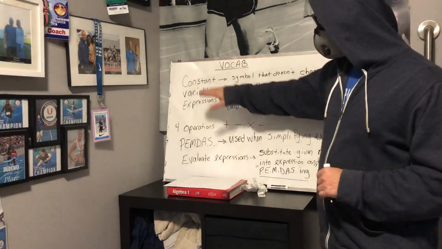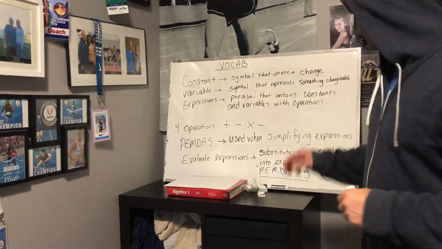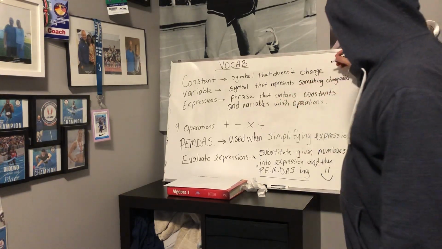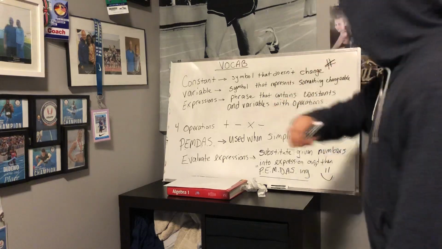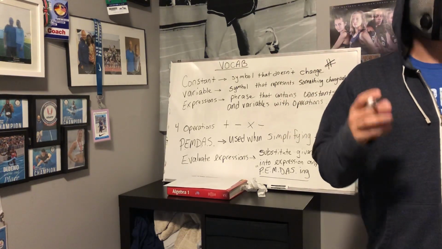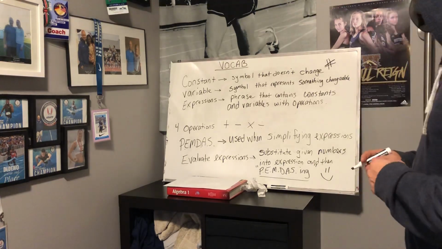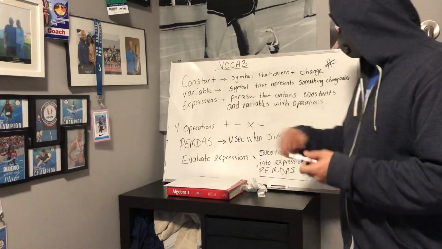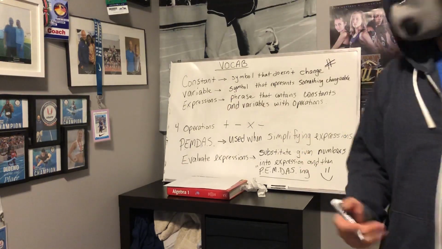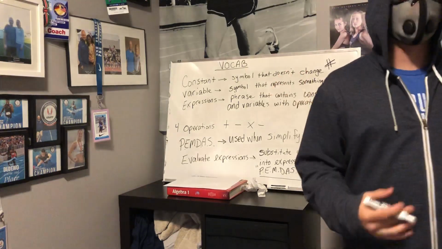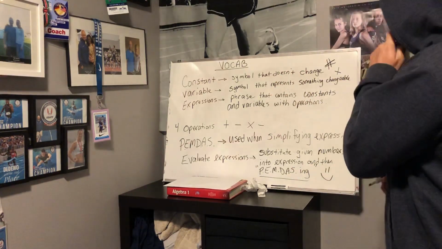So first thing, vocab, constant. A constant is a symbol that doesn't change. So a constant is going to be a number. Constants are numbers. Every time we've seen a number this year, it's been a constant. All right, so then we have a variable, right? A variable is a symbol that represents something changeable. And this is going to be our letters like X or Y or Z, okay?